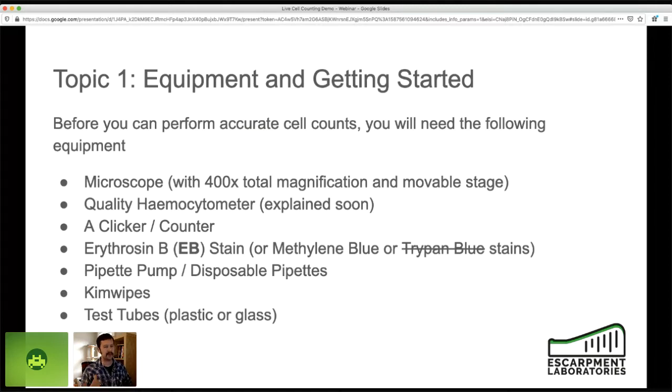Kimwipes, you'll want to use for your counting chamber, but for other things you can just use paper towels. And then test tubes, plastic or glass. We use plastic ones because all the work involved in cleaning test tubes is a huge pain. So we just get reusable Falcon tubes. The ones we get are from Frogabio. They're affordable lab equipment, in the sense that per unit they're fairly cheap.